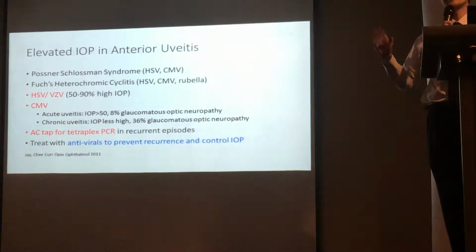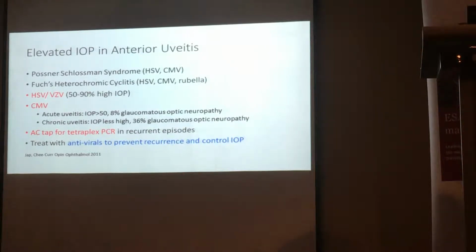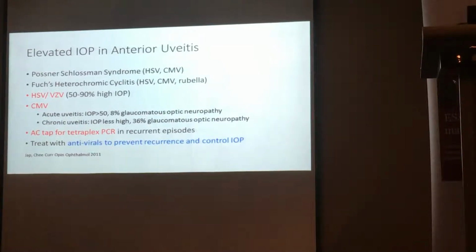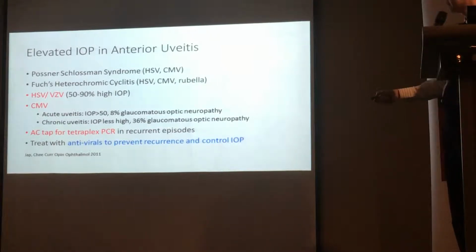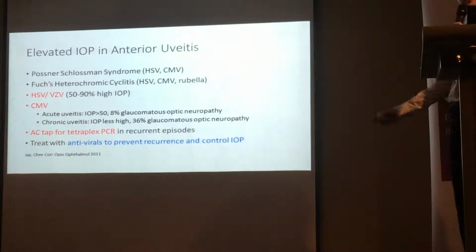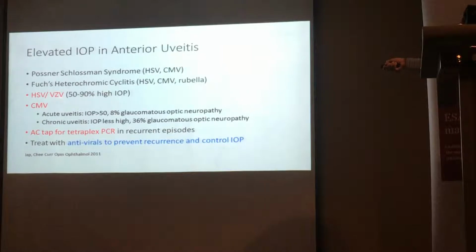So now let's look at anterior uveitis alone. What are elevated IOP in anterior uveitis? This is associated with Kochner-Schlossman, which many people believe is either HSV or CMV or both of them contributing. Fuchs heterochromic cyclitis, where these are some of the implicated causes. Those anterior uveitis which are viral, belonging to the HSV and VZV and even the CMV. And you can see that many of these, really a high proportion of these would end up with high IOP.